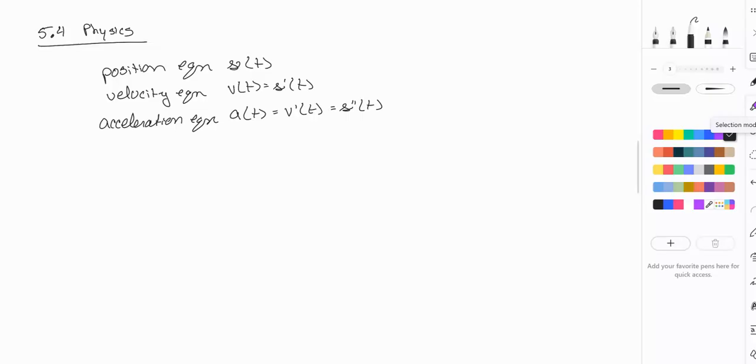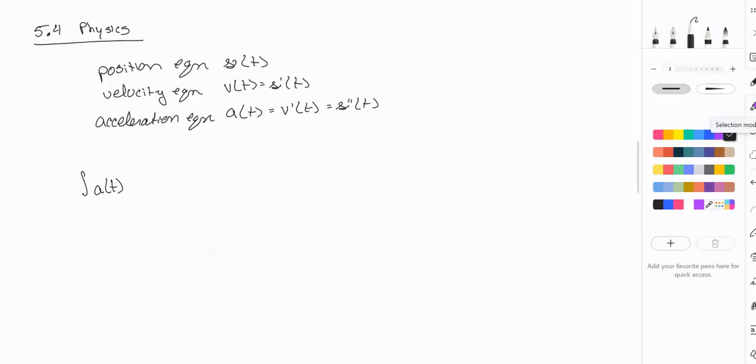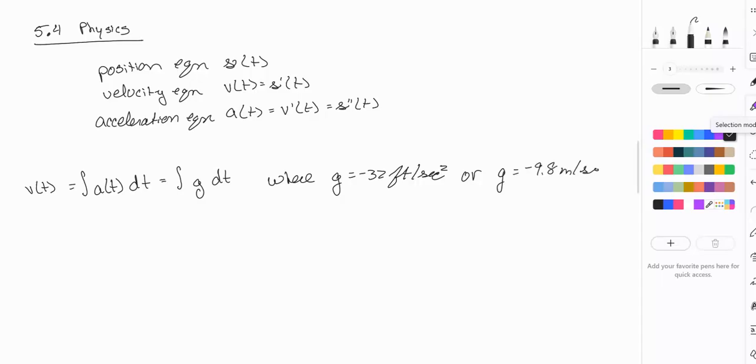So let's say we know acceleration, and we do because we know gravity's force, and we can integrate that to get velocity. So I'm going to call that g, because on Earth gravity is a constant force and it is an acceleration. And in physics, g is equal to negative 32 feet per second squared. And if we're in metric, it is equal to negative 9.8 meters per second squared.